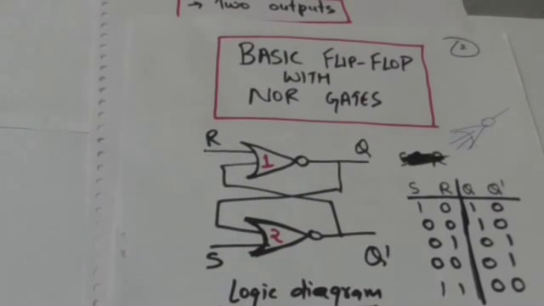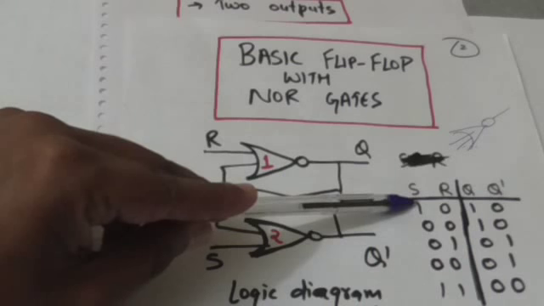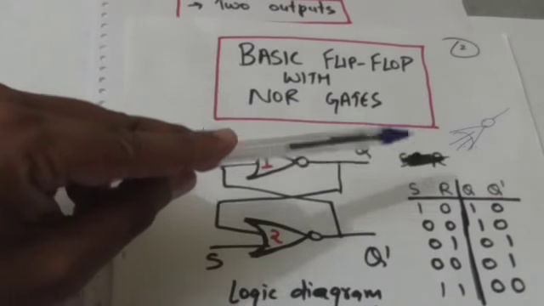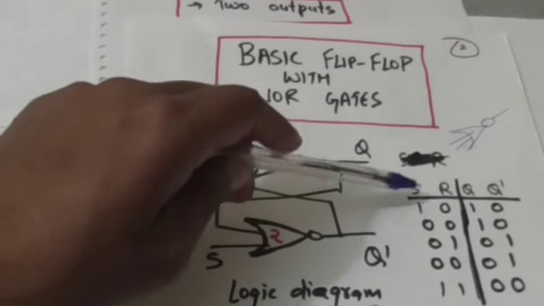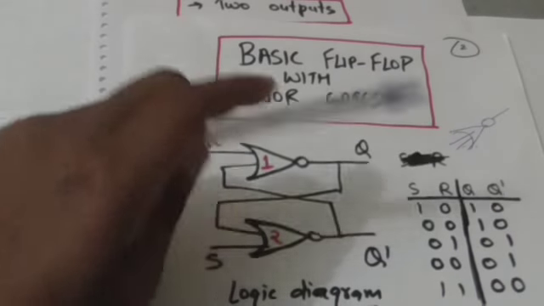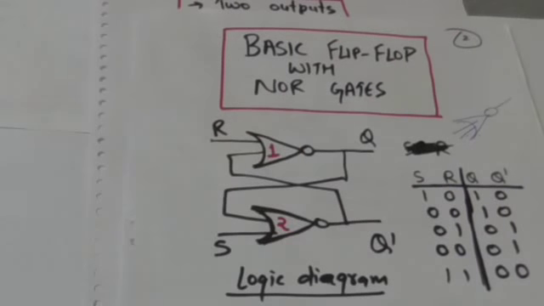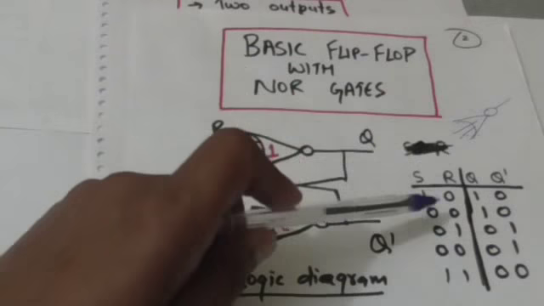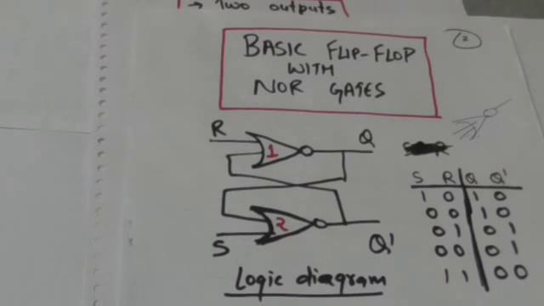Now, in this flip-flop, both inputs remain at 0 normally, unless the state of the flip-flop has to be changed. When a momentary 1 is applied to the set input, the flip-flop goes to the set state. The set input must return to 0 before the application of 1 to the reset input. A momentary application of 1 to the reset input causes the flip-flop to go to the clear state.